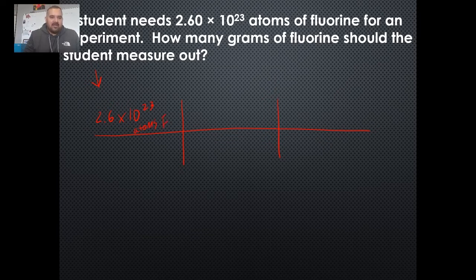And y'all are probably thinking this is redundant. Why do I put atoms of fluorine? Because you need to know that whatever unit is in this box needs to be the same unit that's in this box. So if we have atoms of fluorine up here, we need to put atoms of fluorine down here.